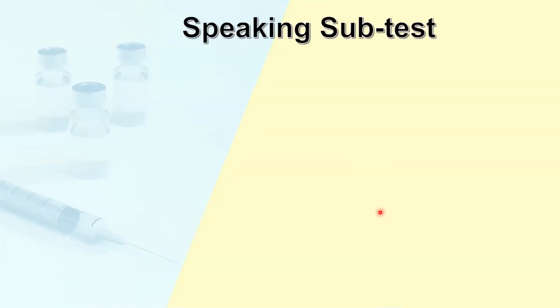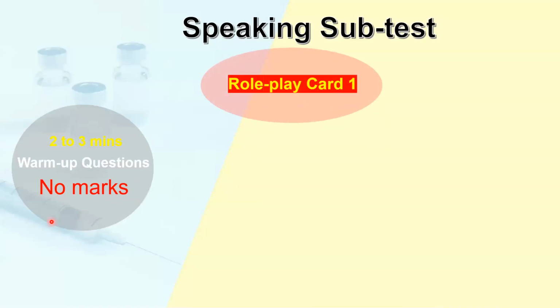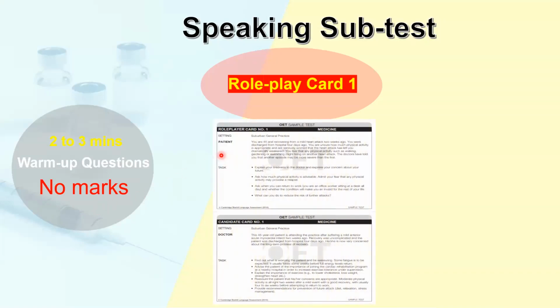Regarding the speaking subtest, in the first 2 up to 3 minutes, here we have warm-up questions. And here we have no marks because you will not be penalized on your mistakes. So that's why here we have no marks. At the start, you will receive the first card. So this is the figure or a sample of a card you will receive.